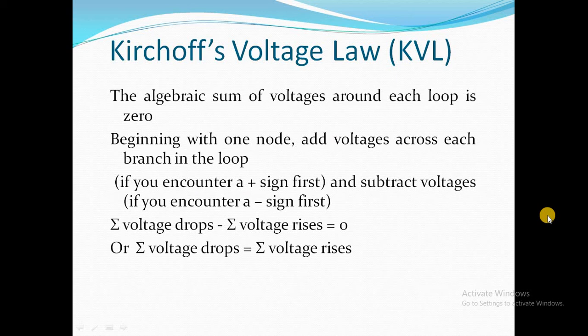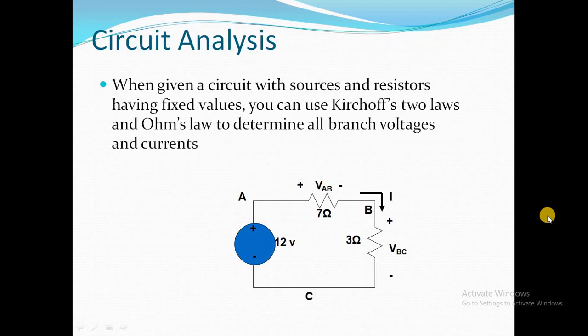Kirchhoff's voltage law. The algebraic sum of all voltages around each loop is equal to 0. So beginning at one node, go around the loop, adding the voltage across each branch if you encounter a plus sign first and subtracting it if you encounter a minus sign first. The sum of voltage drops minus the sum of voltage rises is equal to 0. It is very simple. We will see in the example.